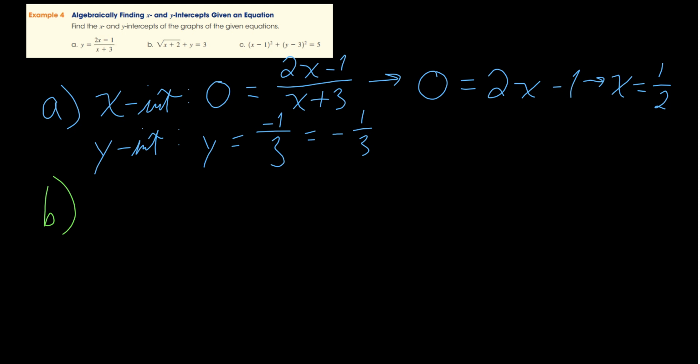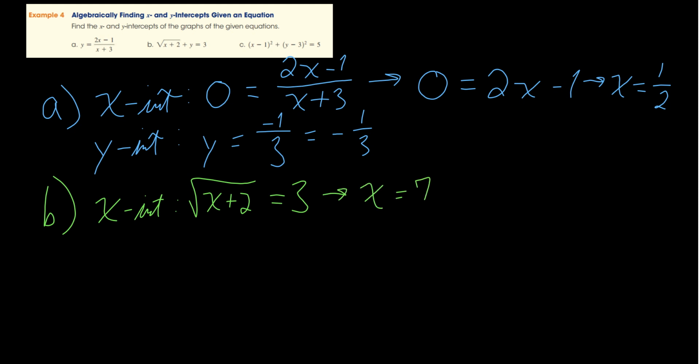We've got the square root. For the x-intercept, we follow the same way I did A. I'm going to set my y equal to 0, so I'm going to have the square root of x plus 2, and then plus y, but y would be 0, so I can just not even put that there, right? That's equal to 3. If I square both sides, this is going to turn into a 9, and then I'm going to subtract 2. So I'll have x is equal to 7. And then my y-intercept.